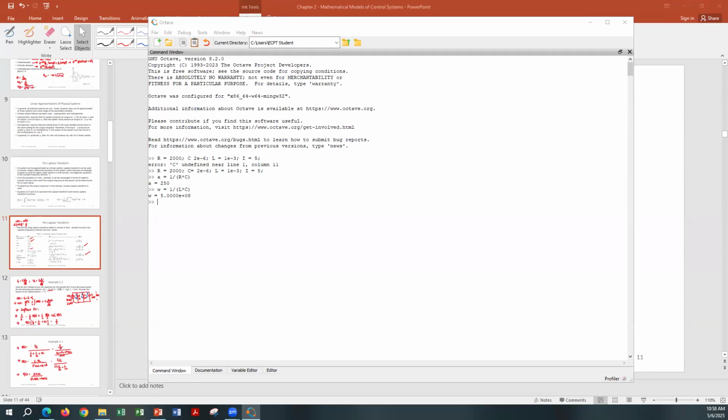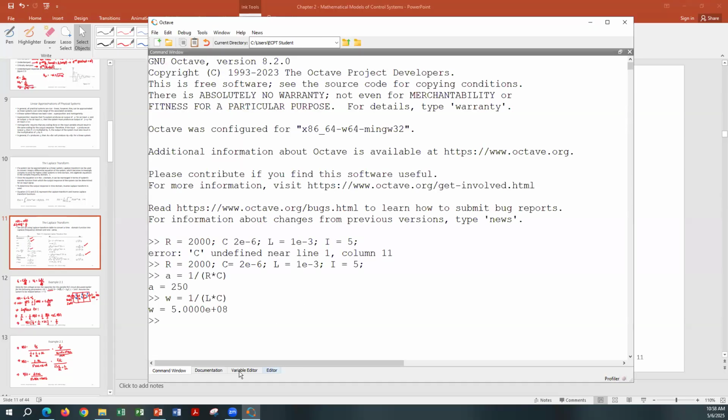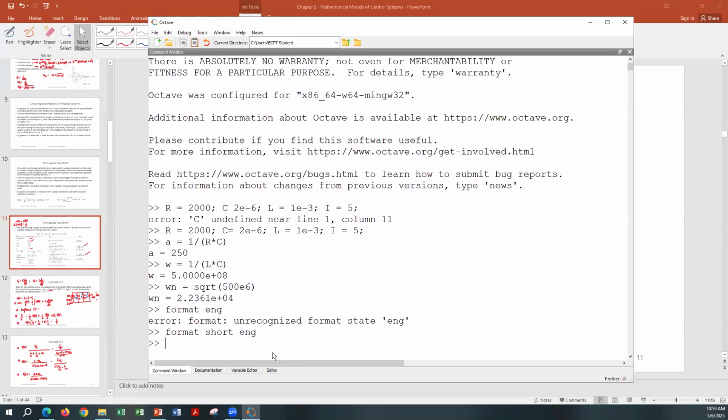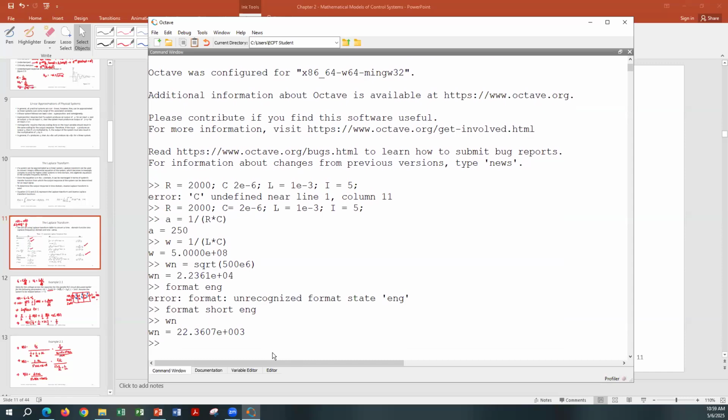Increase the font size. Okay. So this is my omega. Omega n square is 500 exponent 6. So omega n is square root of 500 exponent 6, 2.23614, that's my omega n, or 22.36 kilo. I should keep it in format ENG, short ENG. So in this case, my omega n is 22.3 kilo radian per second.